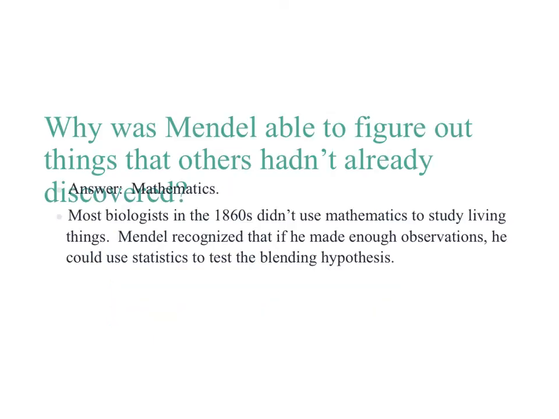As Mendel studied pea plants, he was able to figure things out that others hadn't been able to discover. And the reason why is mathematics. Up until the 1860s, most biologists didn't consider mathematics or probability when they studied living things. And so Mendel recognized that if he made enough observations, he could use statistics to test the blending hypothesis.